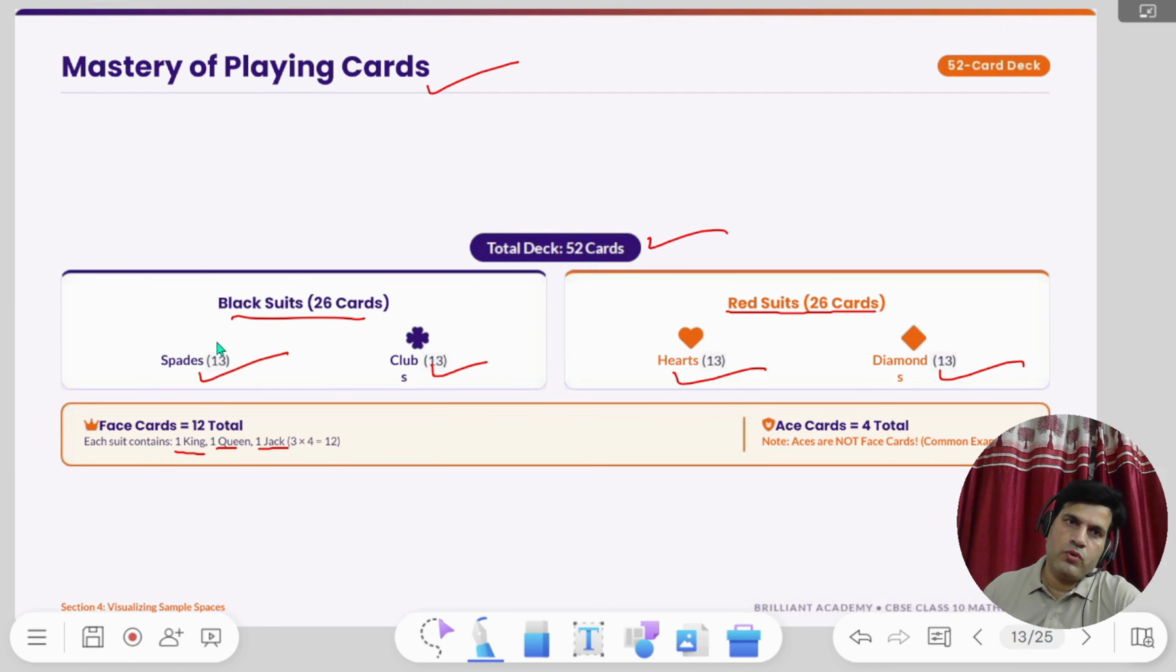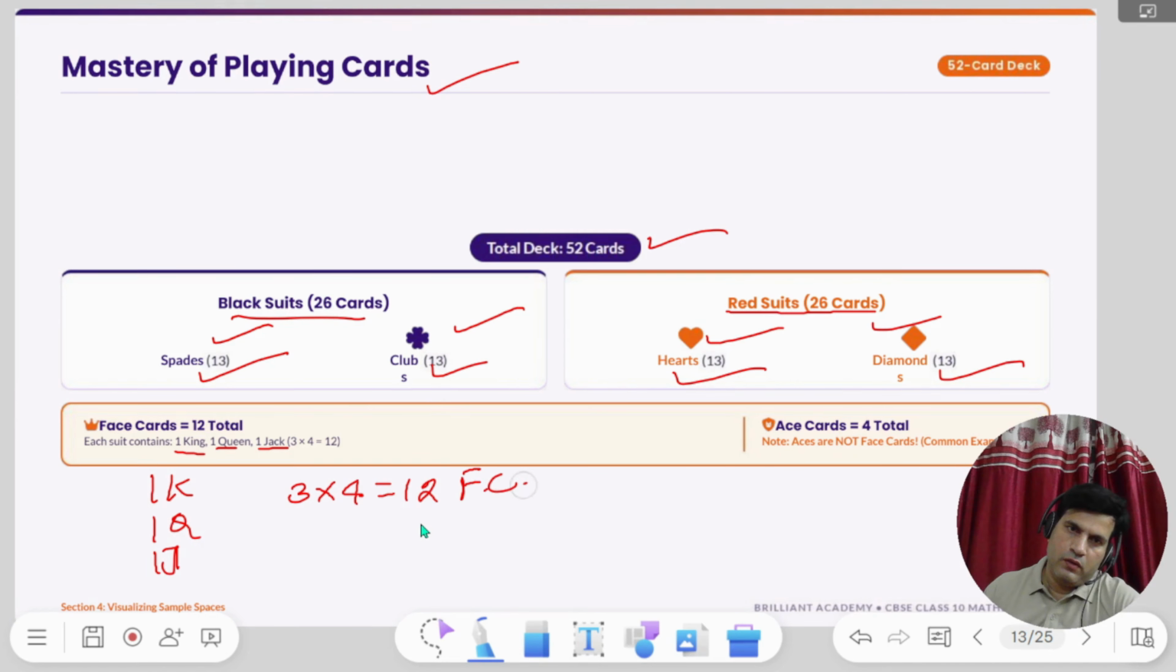Each suit has 3 face cards: one is a king, one is a queen and one is a jack. So in total there are 4 suits, so 3 into 4 will be 12 face cards. Each suit has a first number, which is an ace.